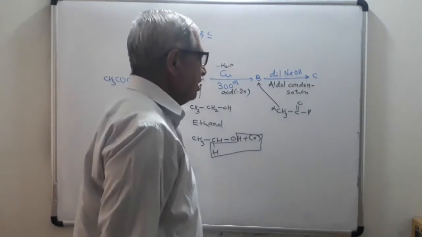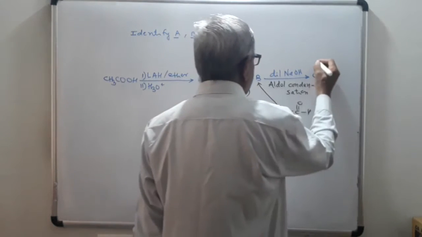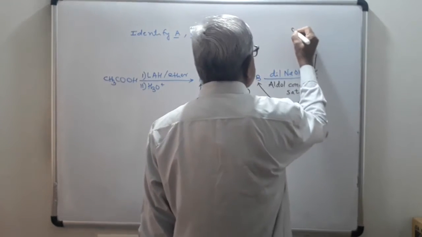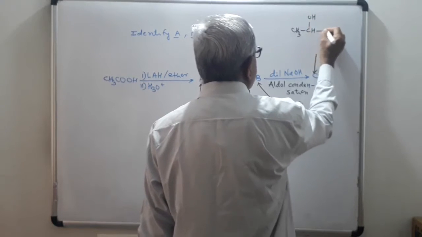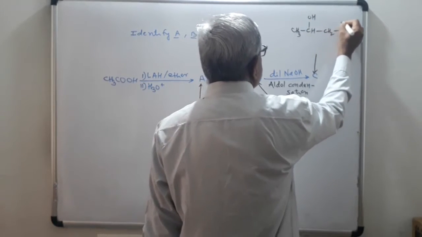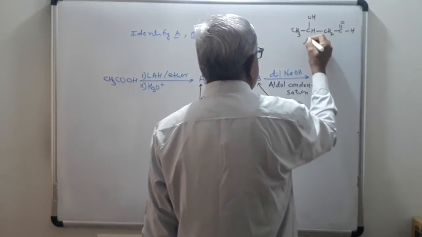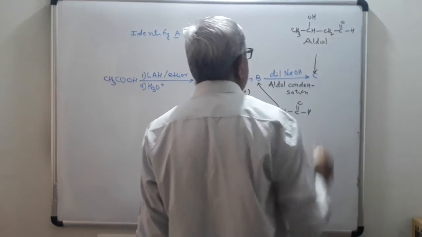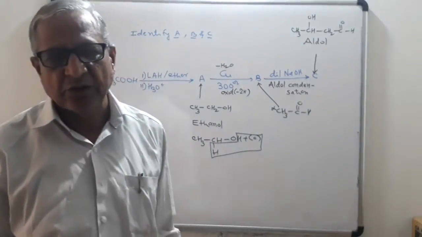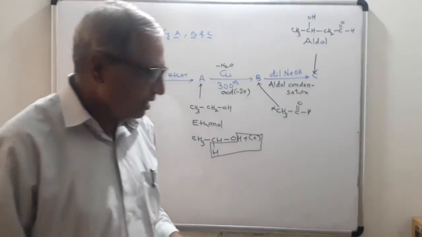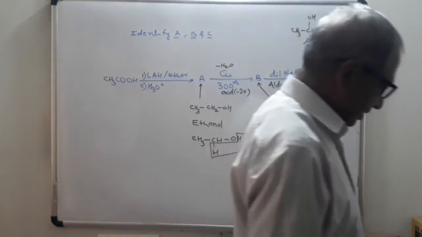So C must be aldol, and the structure of the aldol will be like this: CH3 CH(OH) CH2 CHO. This is aldol. It contains an aldehyde group as well as a hydroxyl group. It is a beta hydroxy aldehyde. In this way, we can prepare the examples here.